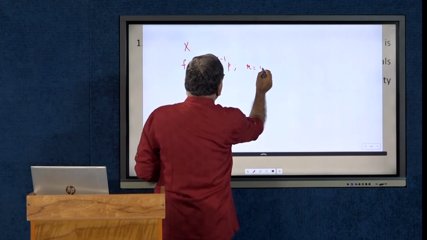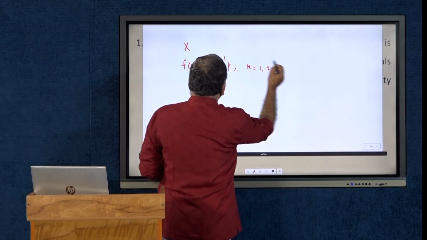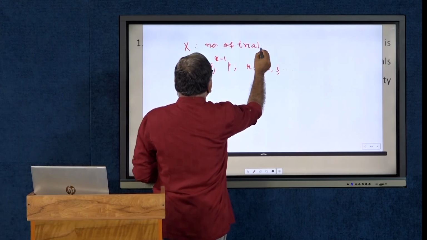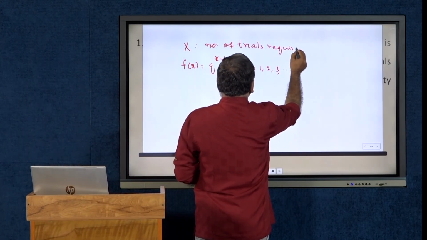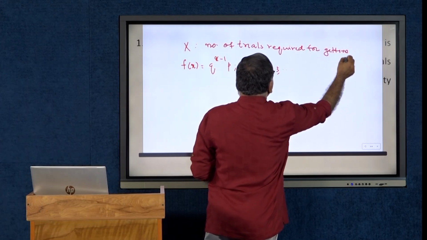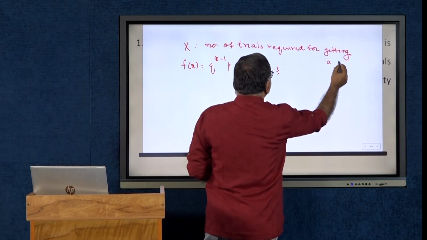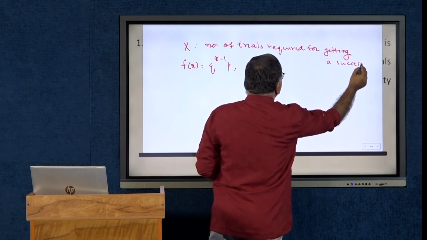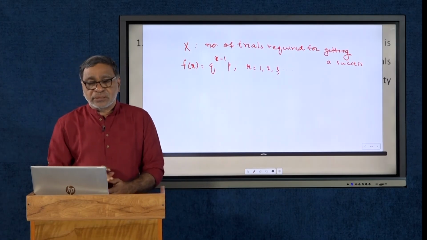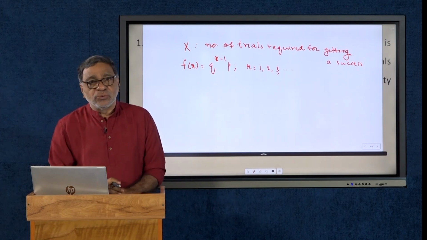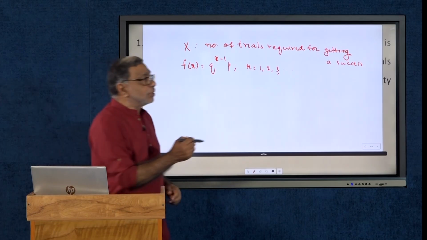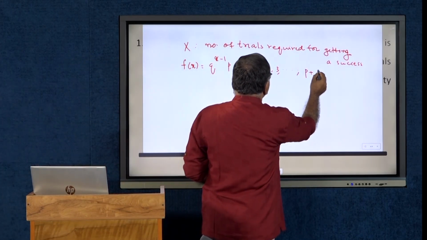where x is equal to 1, 2, 3, etc., and x is the number of trials required for getting a success. Suppose we define x as the number of trials required for getting a success, then f of x is equal to q power x minus 1 into p, where x is equal to 1, 2, 3, etc., and p plus q is equal to 1.